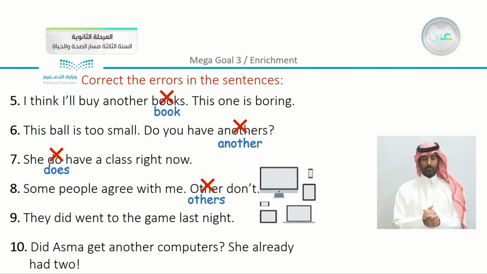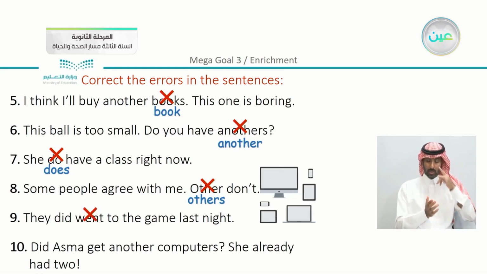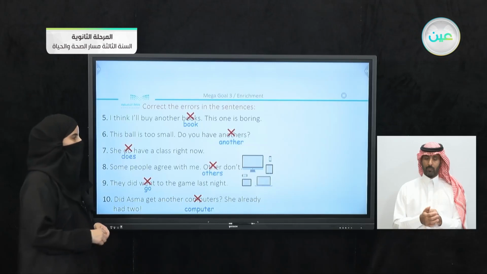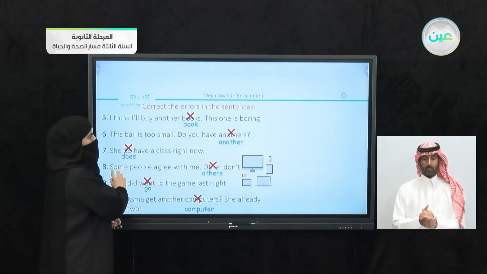They did went to the game last night. We have the same mistake here, so we are not going to use went with the helping verb did. We have here, they did go to the game last night. And our last exercise, did Asma get another computers? Now, computers here is going to be incorrect. We have here another computer. She already had two.